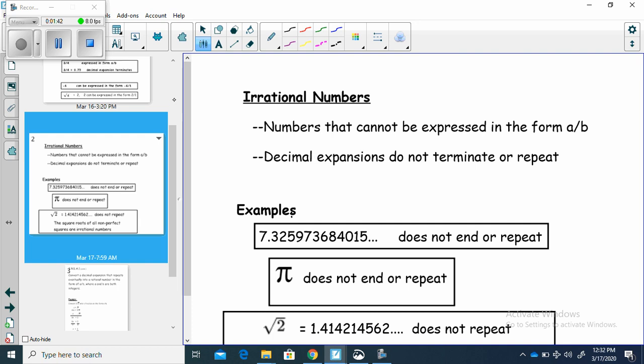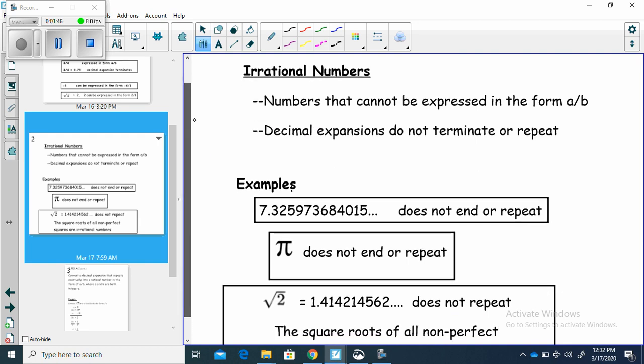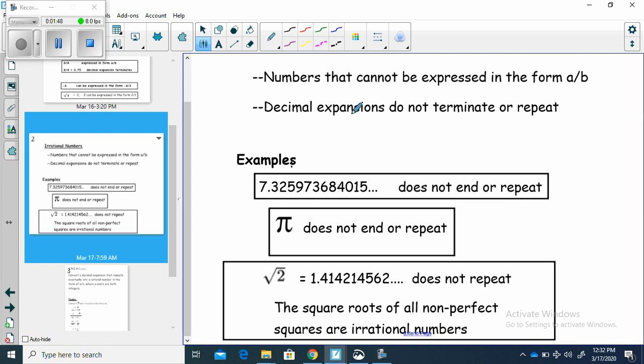Now let's look at irrational numbers. Irrational numbers are numbers that cannot be expressed in the form a over b. Their decimal expansions do not terminate or repeat. Some examples of irrational numbers would be things like this: 7.325973684015, and it goes on and on and on. It does not repeat or end. This is an irrational number.